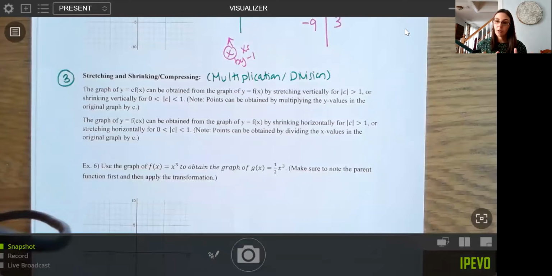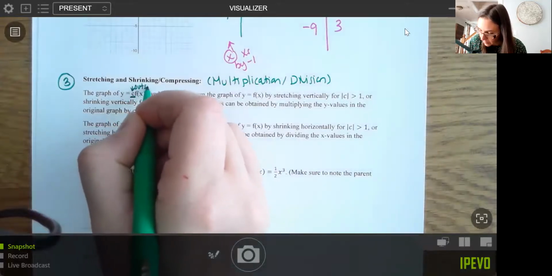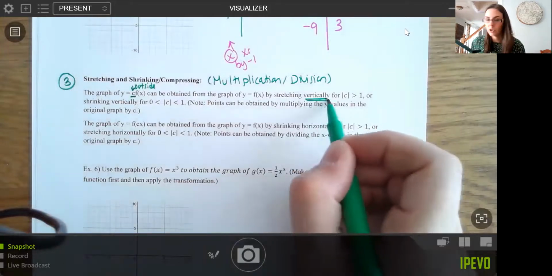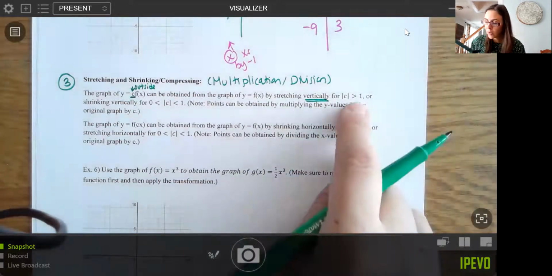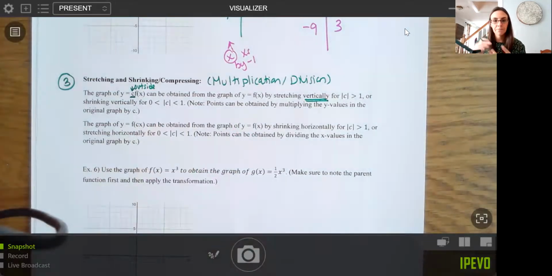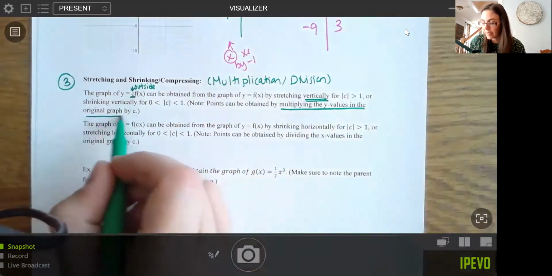Again, there's vertical and horizontal changes. So for the first case here, we're multiplying on the outside. So if you're multiplying the outside function by a value, this is some sort of vertical change. So if your C is greater than 1, you end up stretching it. And if your C is less than 1, so like a fraction, you end up compressing it. These ones I think are a little bit harder to just visually do. It's hard to figure out, well, how much do I stretch by? How much do I compress by? So I do recommend using a table here. And the way you can find your table is by multiplying the Y values in your original graph by C.